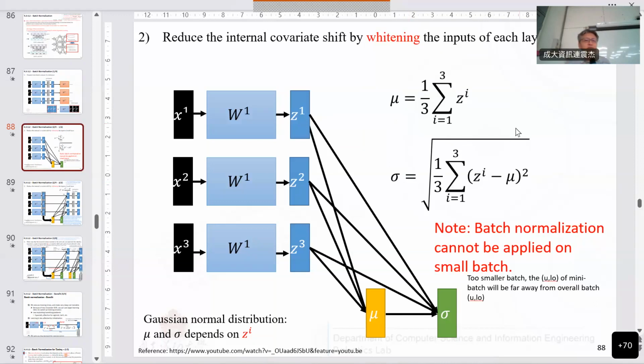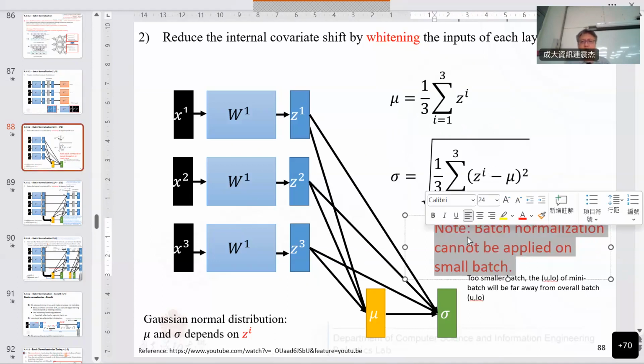At least 5. Around 40 is fine. I'm not sure about my students, but most of them use around 15 to 40. Why is that? Because we want to average by one standard deviation. So this one says batch normalization cannot be applied to small batches.